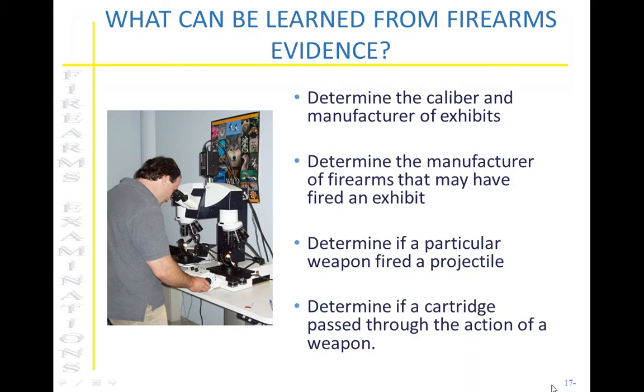So let's continue our discussion on firearms examinations. Exactly what can be learned from firearms evidence? We can first determine the caliber and the manufacturer of the exhibit. We can also at times determine the manufacturer of the firearms that may have fired an exhibit. We can at times determine if a particular weapon fired a projectile. And finally, we can determine if a cartridge passed through the action of a weapon.